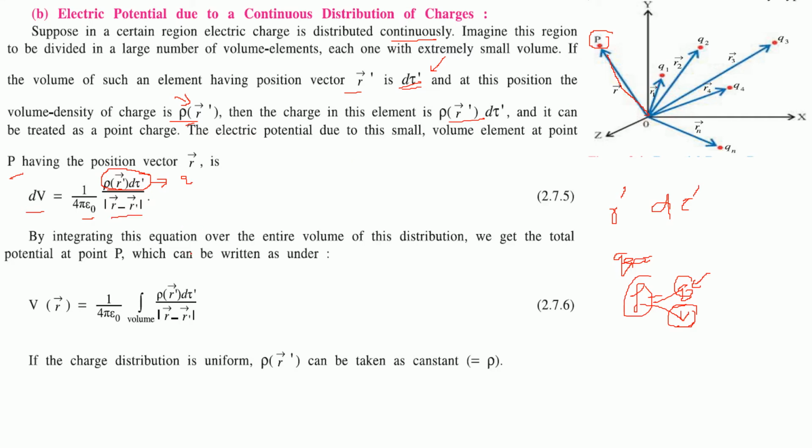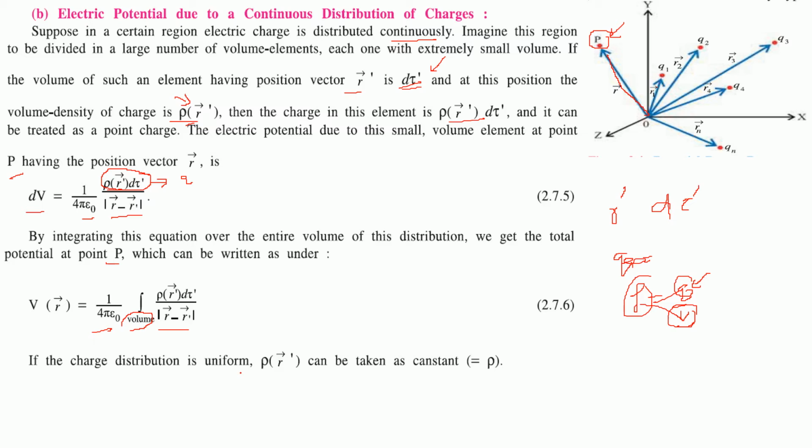Now we need to integrate because this is a continuous charge. We need to integrate this equation over the whole volume, because we have taken just a small volume. We need to take it for the whole volume of this distribution, so we get the total potential at some point P. This can be written as 1 by 4 pi epsilon integration over the whole volume, rho of R dash d tau dash by the magnitude of R minus R dash.